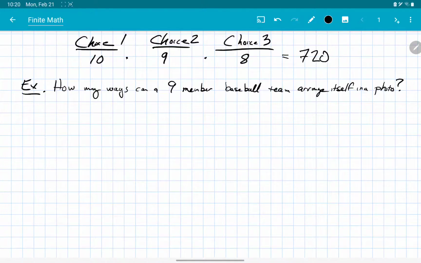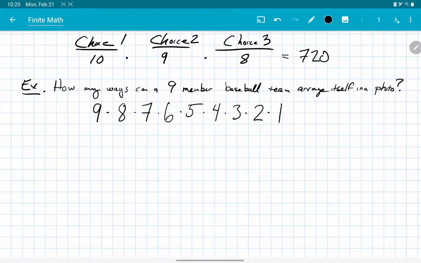Well, how many choices do you have for the first person on the left of the photo? You have 9. Now, for the second person, you only have 8 remaining. So it's 8 for choice 2. Choice 3, you have 7. Choice 4, you have 6. Choice 5, you have 5. Choice 6, you have 4. Choice 7, you have 3. Choice 8, you have 2. And choice 9, you have no choice. There's the one person remaining.